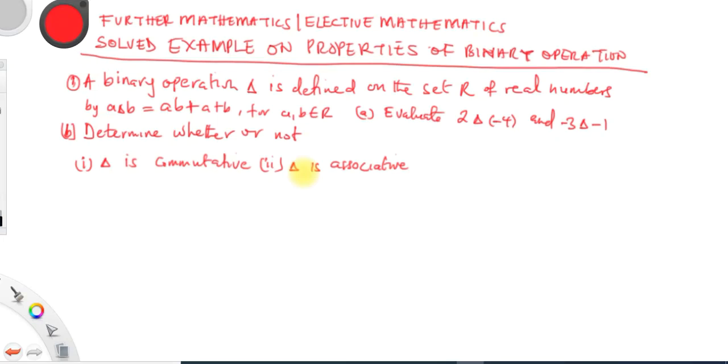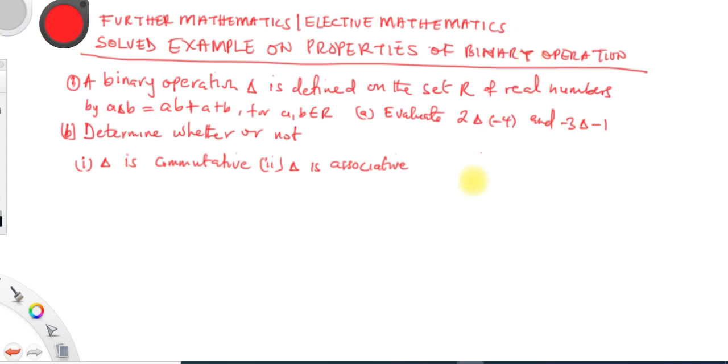Get understanding, don't memorize. This is the continuation of our series of lessons on binary operation. In this lesson, we are looking at some examples on properties of binary operation. If you recall, we considered the three properties of binary operation.